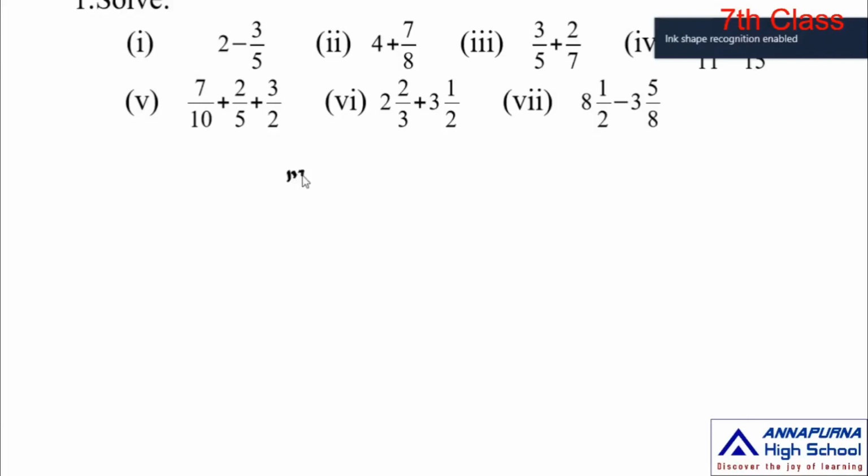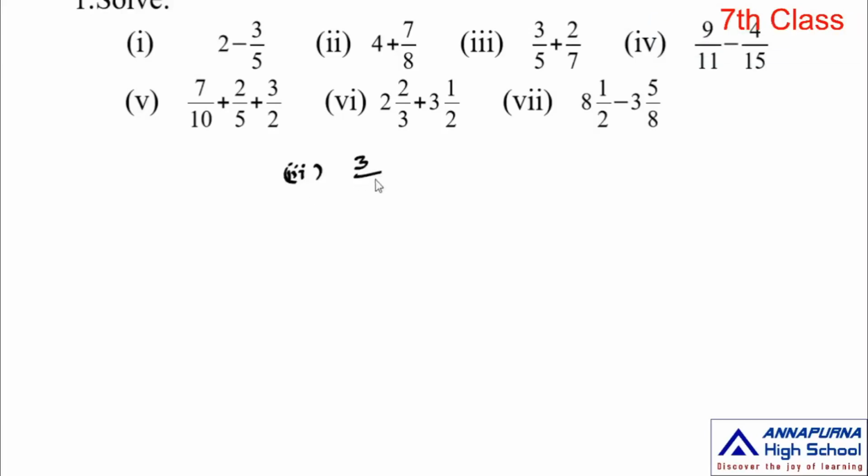So third one is 3 by 5 plus 2 by 7. These two are unlike fractions. First convert into like fractions.